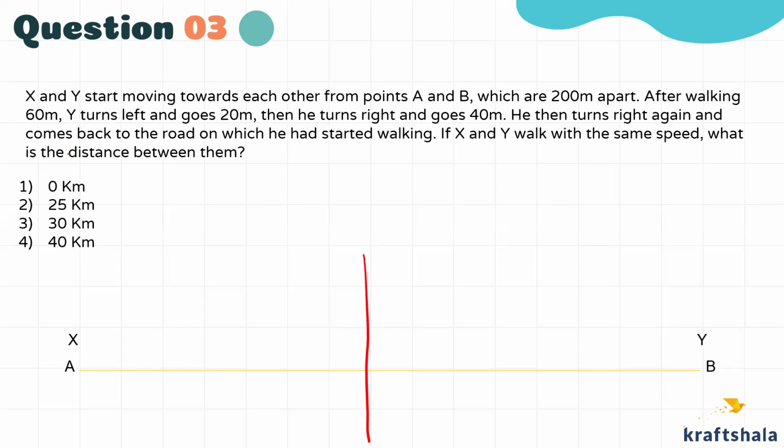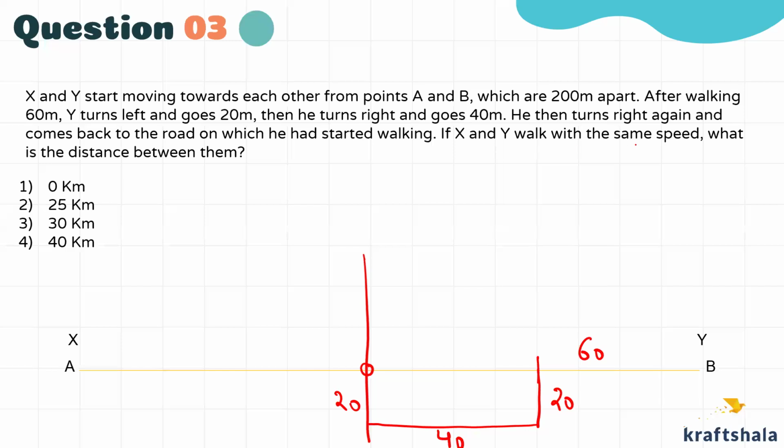Now after walking 60 meters, Y turns left. So let's say Y walks 60 meters, it turns left and goes 20 meters. So this is 20. Then he turns right and goes 40. He then turns right again, 20, and comes back to the road. So he came back here, right?